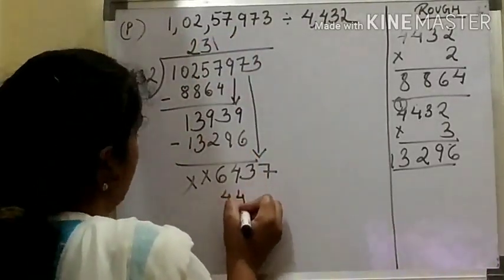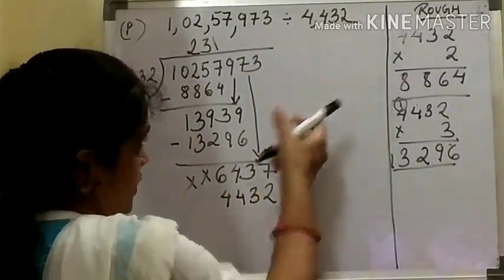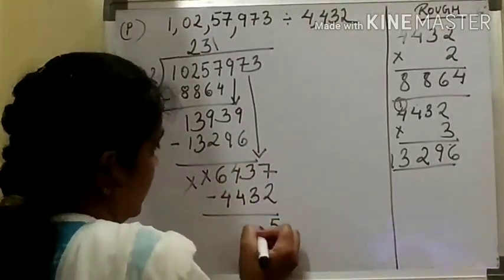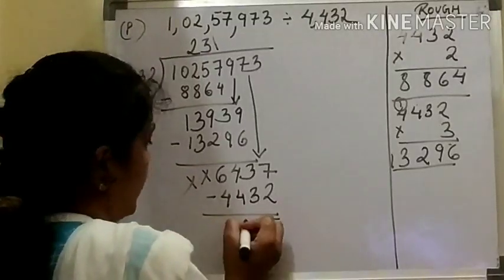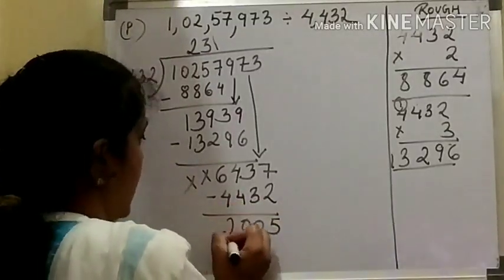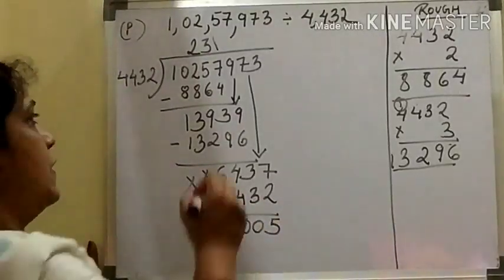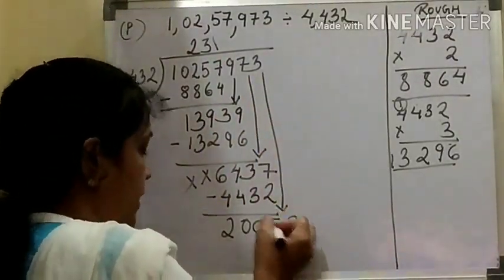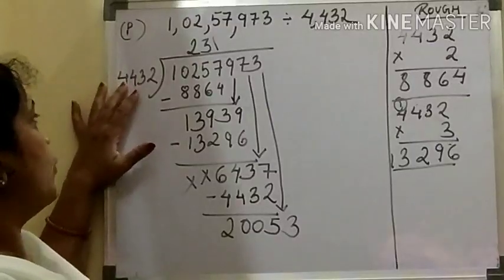So 4432. 1 twos are 2, 3s are 3, 4s are 4, so 4432. Then I do the subtraction: 7 minus 2, it is 5. 3 minus 3, it is 0. 4 minus 4, it is 0. 6 minus 4, 2. I got 2005. Now one more digit is left, that is 3, I am going to bring down. Okay.